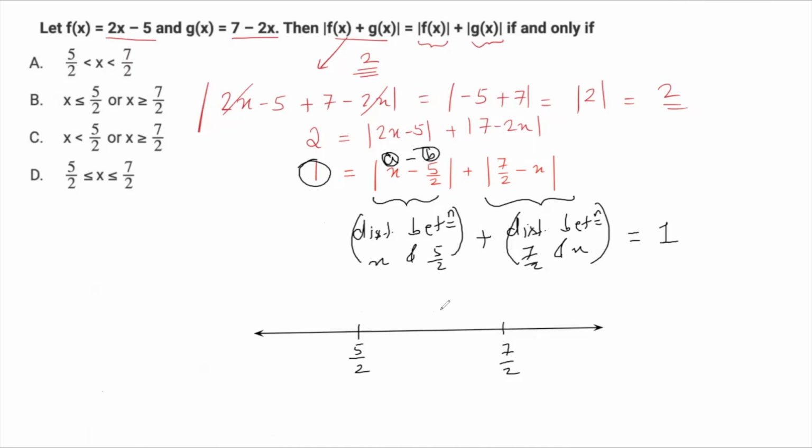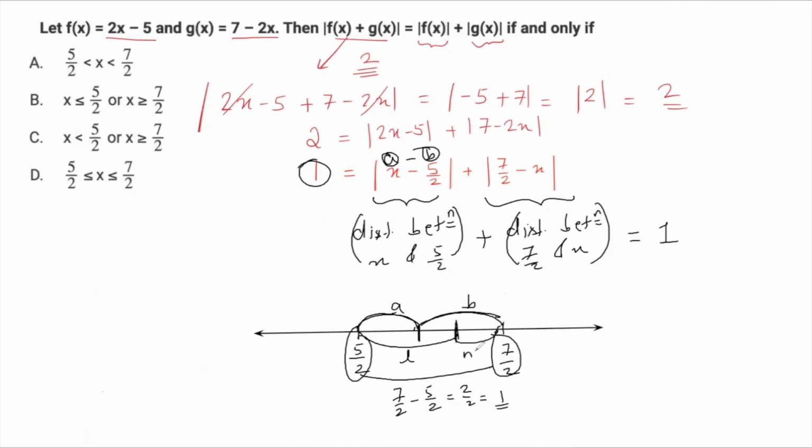Now notice that between 5/2 and 7/2, the distance is exactly equal to 7/2 minus 5/2, which is 2/2 or 1. So between 5/2 and 7/2, the distance is always 1. If I take any value of x in between these two, the sum of the distances from 5/2 and 7/2 will always remain 1, right? If I take this distance as a and this distance as b, a plus b is 1 only. If I take x here in this particular place, and call this distance L and this distance M, L plus M is also 1, right? So x has to lie between 5/2 and 7/2.